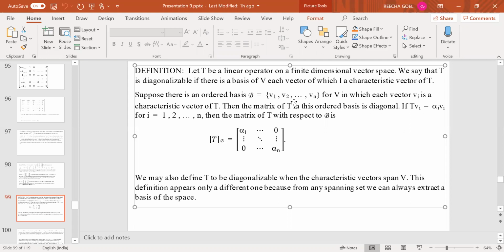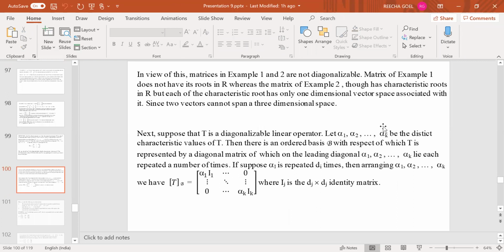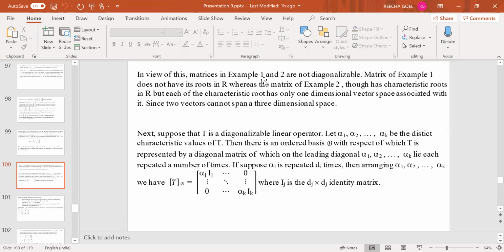Okay, so we may also define T to be diagonalizable when the characteristic vectors span the space V. Because if you have a spanning set, from the spanning set we can always extract a base for the vector space. So this is the other way we can define the diagonalizability of a linear operator. I have just explained that, in view of this particular definition and theorem, examples 1 and 2 are not diagonalizable.